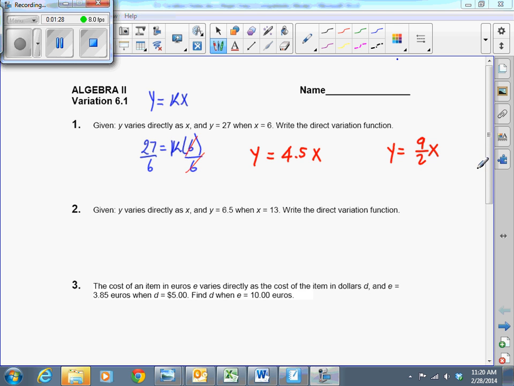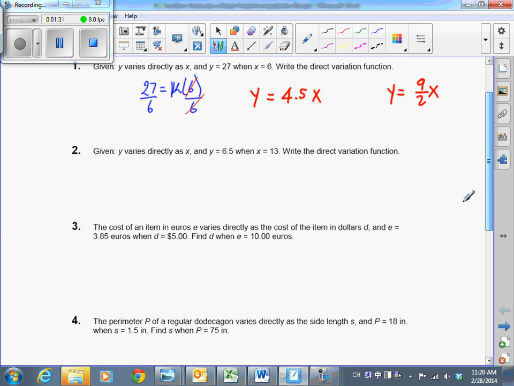All right, let's look at the second one. The second one now says, given y varies directly. As soon as it says directly, what equation should I write? Directly is kx. And now they gave me information. They say y is equal to 6.5 when x is equal to what? 13. So what do I need to do? Divide by 13. And if you divide 6.5 by 13, you get 1/2 or 0.5. So k is equal to 1/2.